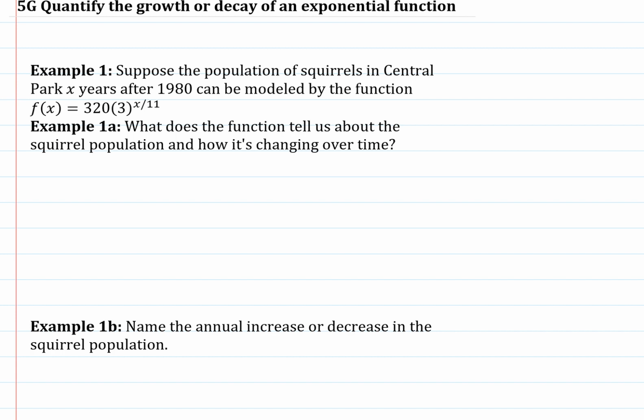Well, just by looking at this function, we can say the squirrel population must have been 320 squirrels in 1980, and that value must be tripling every 11 years. So in 1991, there would be 3 times as many as you started with, so 960 squirrels. And then in another 11 years, that value triples again.